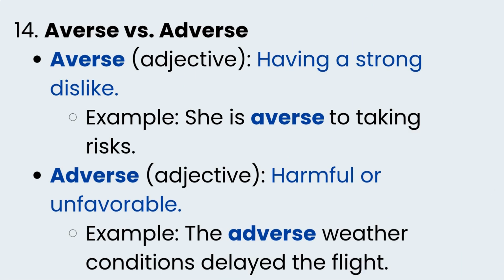14. Averse versus adverse. Averse, adjective, having a strong dislike. Example, she is averse to taking risks. Adverse, adjective, harmful or unfavorable. Example, the adverse weather conditions delayed the flight.